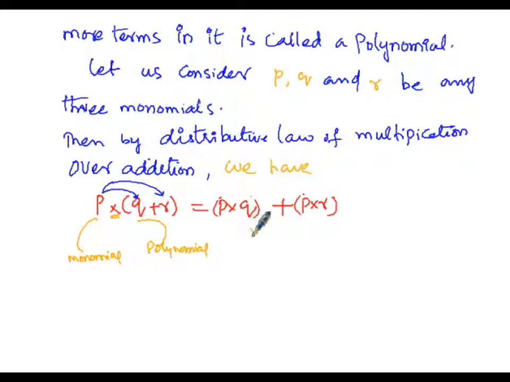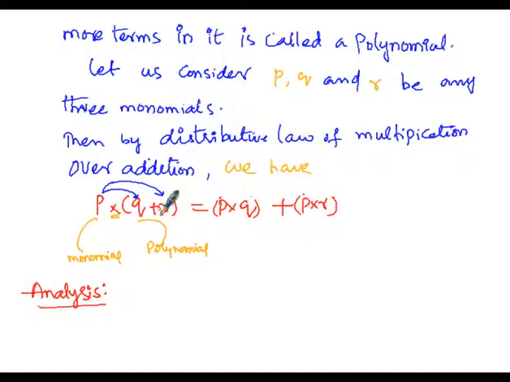So the result, according to the distributive law of multiplication over addition, is P into Q plus P into R. This is the product which we got. Later, let us analyze this product diagrammatically. This is the analysis of the product of a monomial with a polynomial, that is, the distributive law of multiplication over addition.